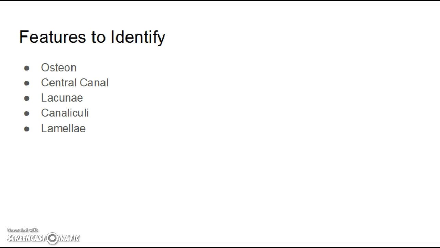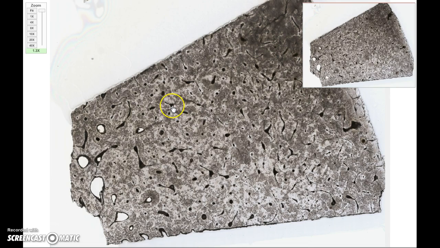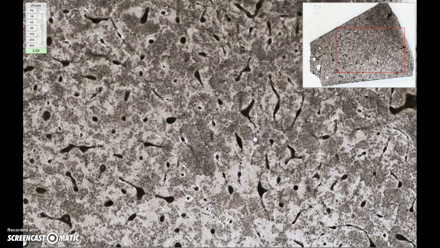Some features we're going to be able to identify on this bone tissue are the osteon with its central canal, the lacunae, canaliculi, and then the lamellae. I'll be using a slide from the University of Michigan Medical School and also from the Ohio State University Medical Center. This is the slide from the University of Michigan, and this is called ground bone, and so they've ground the bone very fine. And so it's almost transparent, but all of the living cells have been taken out of it, so all we see is the hard matrix that's left.